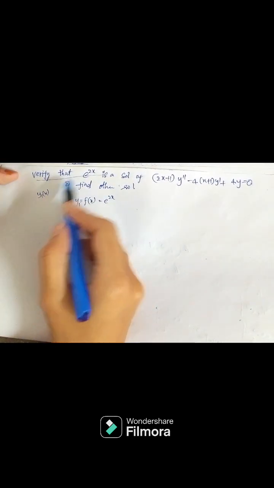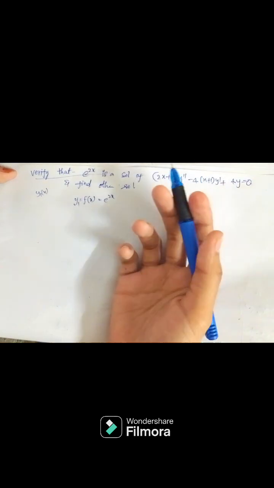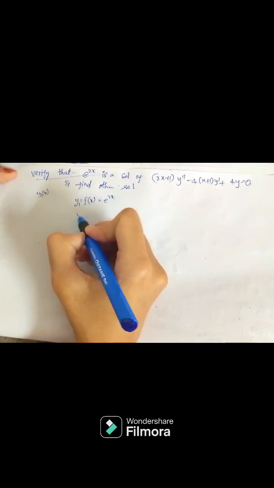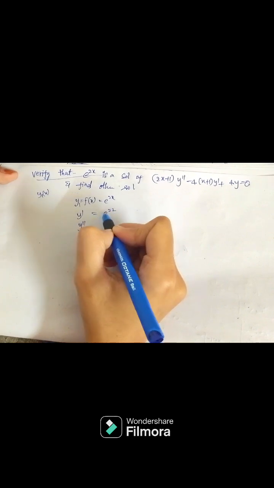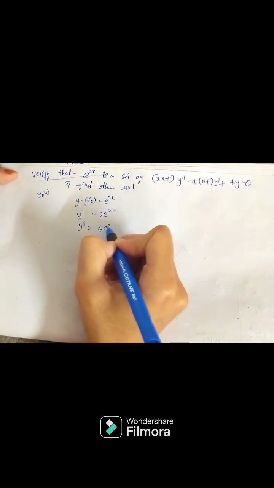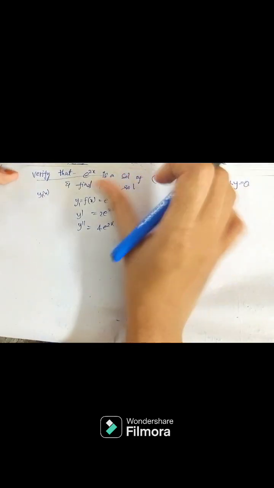But here they're not telling you it's a solution. You have to check whether it's a solution or not. So how do you check? You find y dash, you find y double dash, which is 4 e power 2x. And now you substitute in the question. If it's satisfying, then it is a solution, right? That is what a solution means.